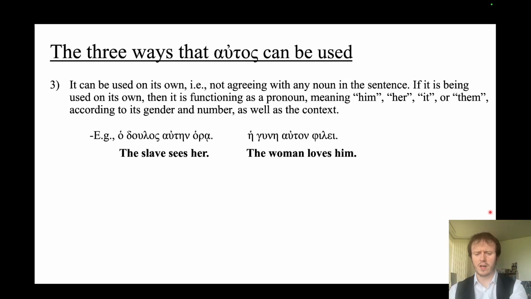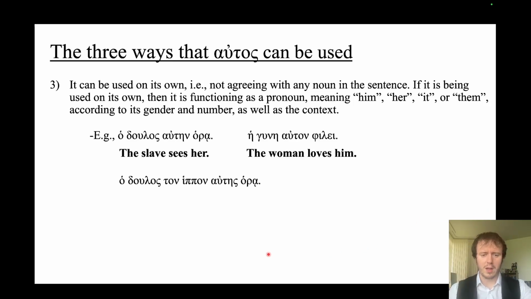Let's look at a genitive example. Ὁ δοῦλος τὸν ἵππον αὐτῆς ὁρᾷ. Here we have the slave in the nominative case. The verb is ὁρᾷ. He, she, it sees. Here it's he because the slave is in the nominative. So the slave sees τὸν ἵππον, the horse, in the accusative. Okay. Αὐτῆς.